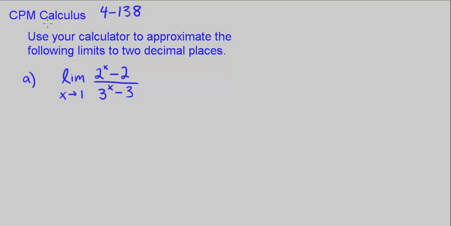This is CPM Calculus, Chapter 4, number 138. So here we're asked to use your calculator to approximate the following limits to two decimal places. Before, we would do this by hand algebraically, but now we're going to use the tool in our calculator to actually approximate the limit. So I'm going to use the approximate symbol instead of equals.